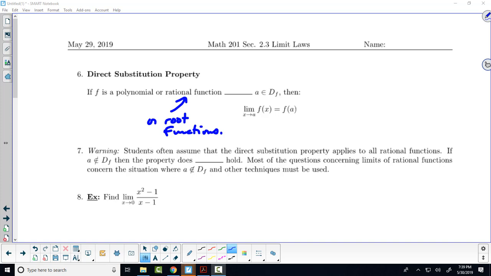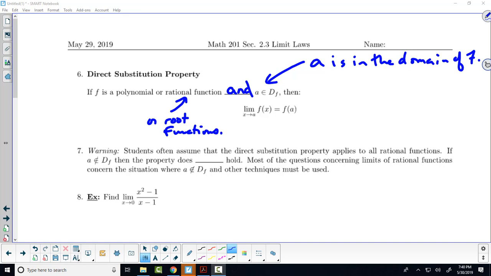If f is a polynomial or a rational function or a root function, and a is in the domain of f. Does everyone know how to read this? A is in the domain of f. That's what I'm saying there.